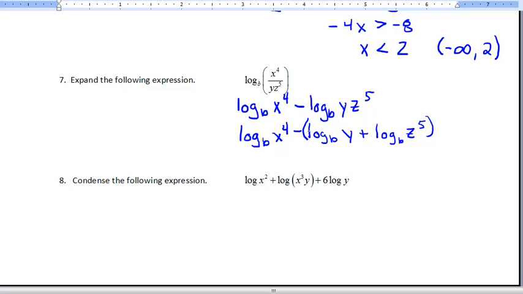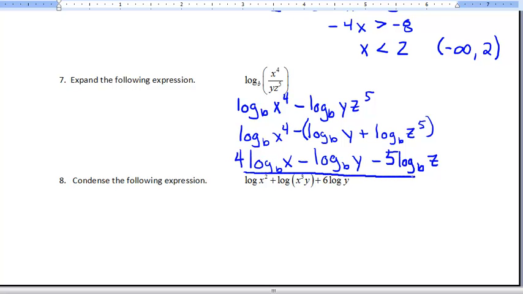Now I'm going to distribute this negative, so it's going to become negative log base b of y and negative log base b of z. The other thing I'm going to do is bring the exponents in the logarithms and put those out front. So 4 log base b of x minus, oh man, let me see if I can erase here. Sorry about that. Erase. There we go. Good. And so minus log base b of y minus 5 log base b of z. And that's our final answer. Whenever I have more than one thing on the bottom, they're going to have minus signs in front of them. So that's very important that we do that.